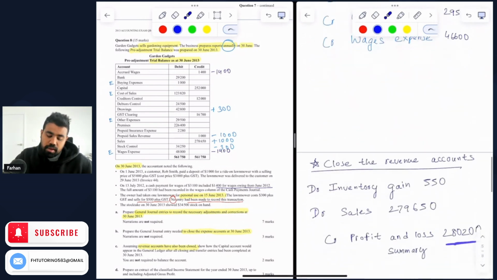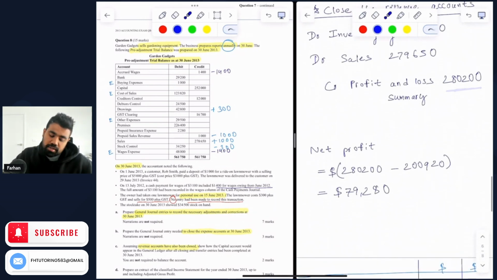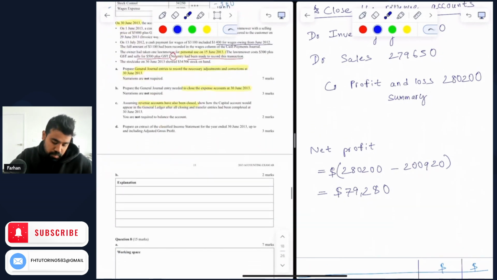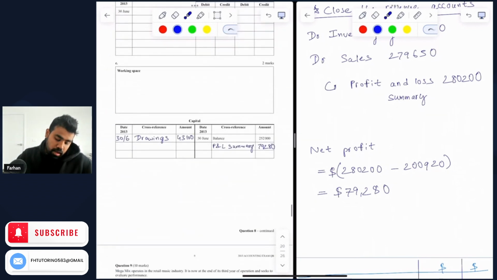To find the net profit, we simply subtract the total expenses from total revenue: $280,200 minus $200,920 gives us $79,280 as the net profit. If we have net profit and we want to report this within the capital ledger account, where should we do it? Let's go and check that out. All right, I think we are given the closing balance.